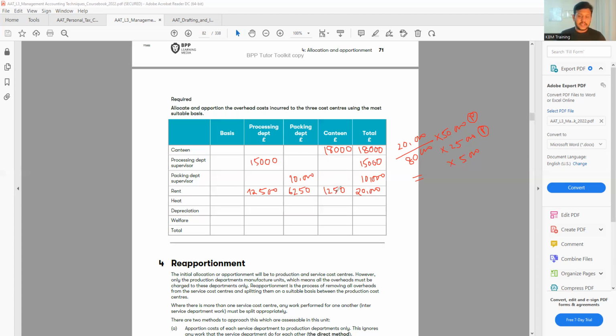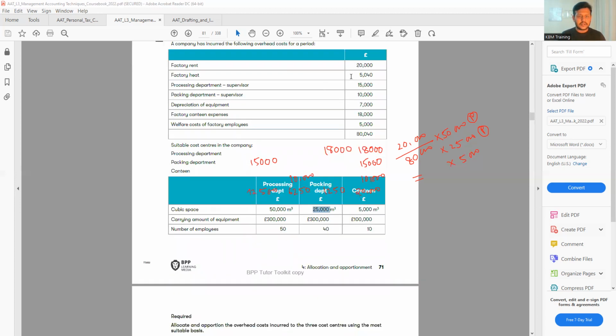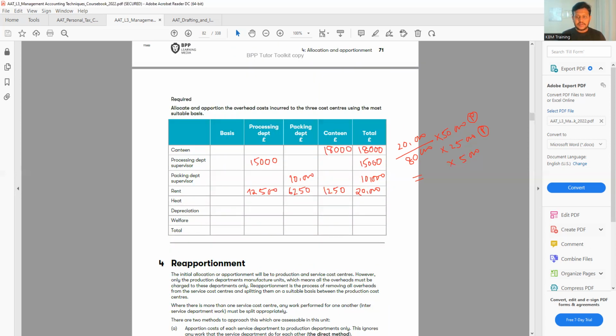The next thing we have is the heating. We're going to follow exactly the same thing. How much is the heating we have? The heating cost is 5040. We have to split using the square meters. I'll give you 1 minute. Can you do the calculation and tell me how much the heating cost is that we're going to split between these three departments?